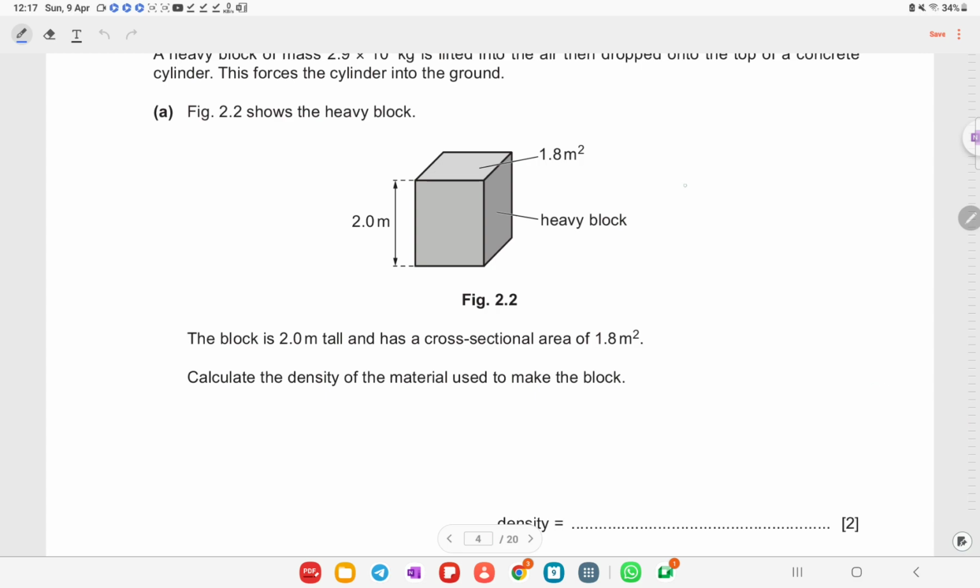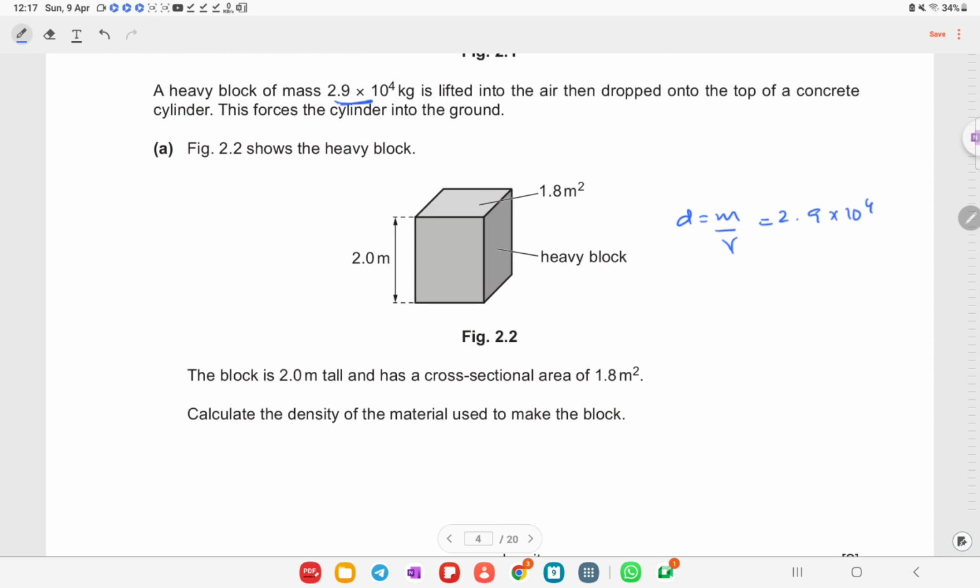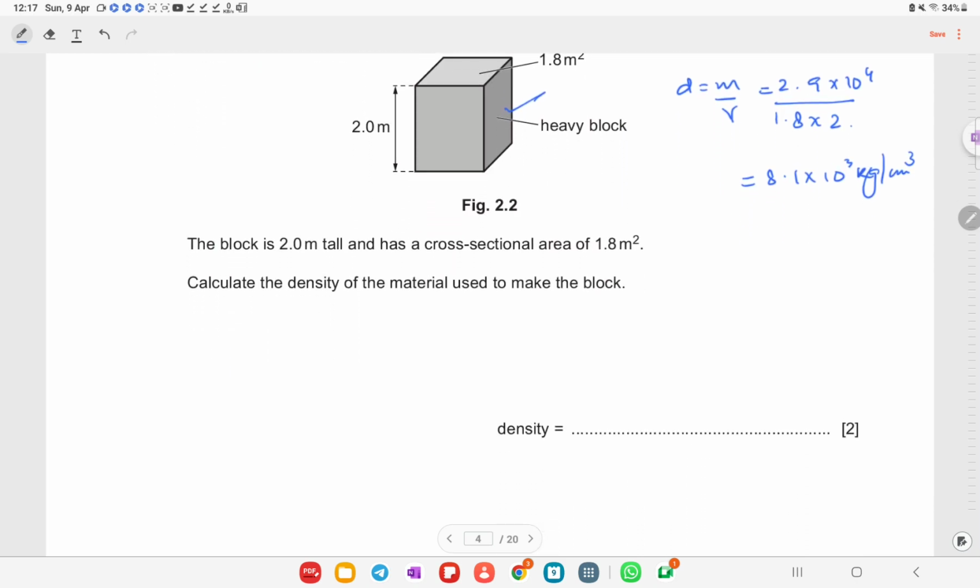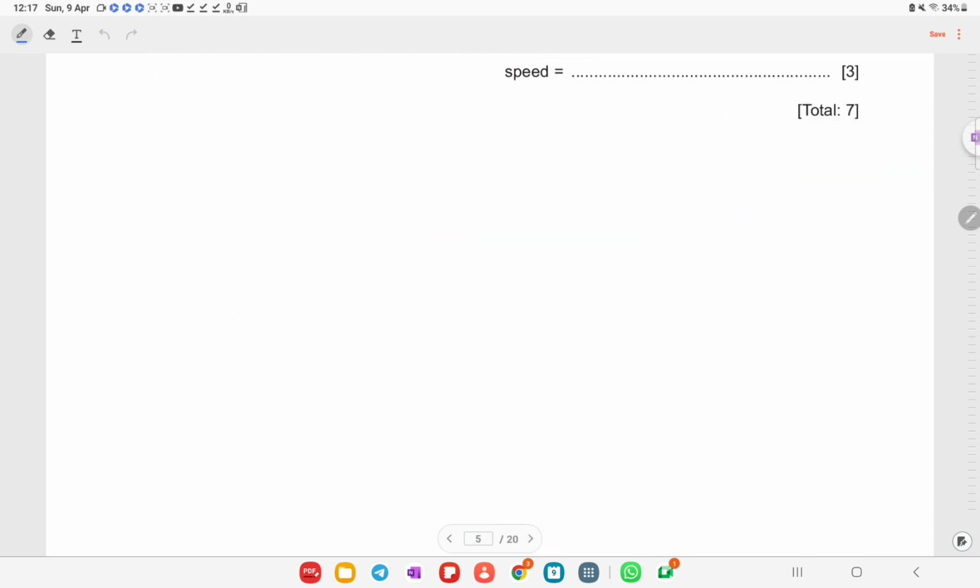We know that density equals mass over volume. The mass is 2.9 times 10 to the power 4. So this is your mass, and for volume you have to use this: 1.8, the area, times the thickness. This will give you 8.1 times 10 to the power 3 kg per meter cubed. So this is your density.